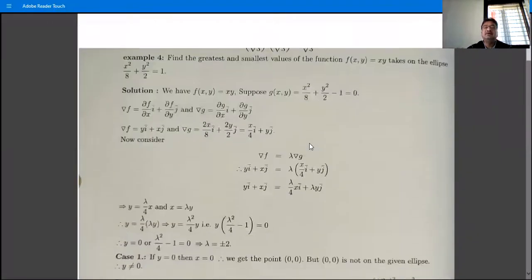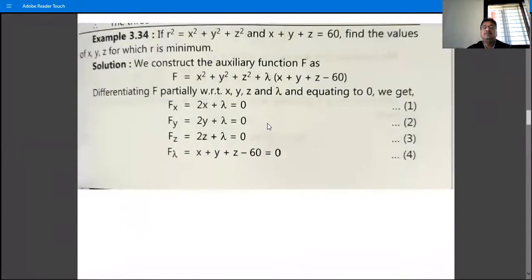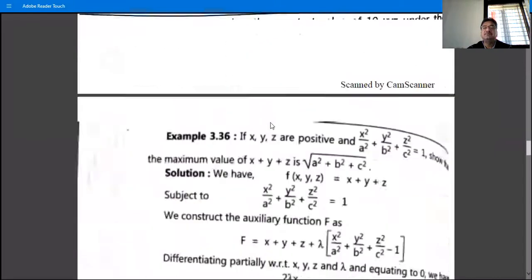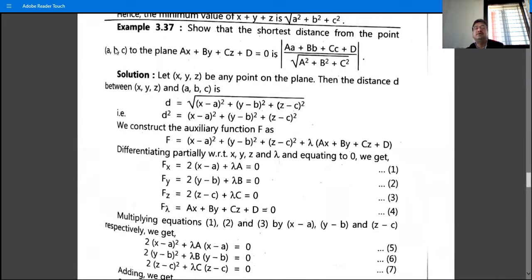Some more problems on the extreme values. So the problem is what? Find the shortest distance of the point ABC from the plane. So this is the shortest distance of the point ABC from this plane.